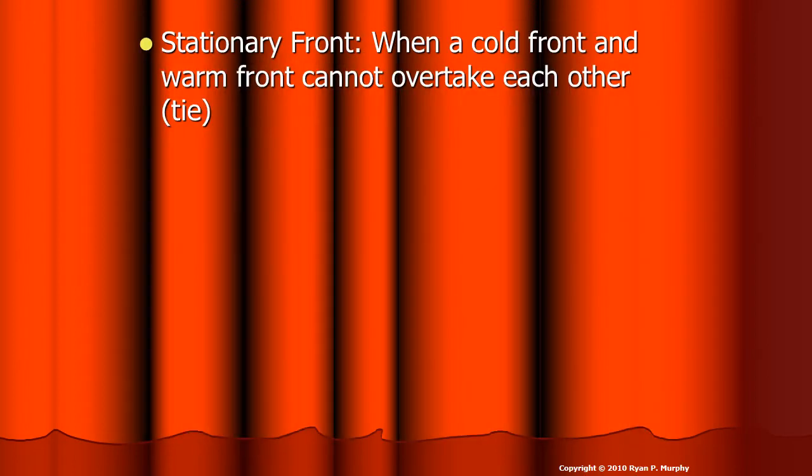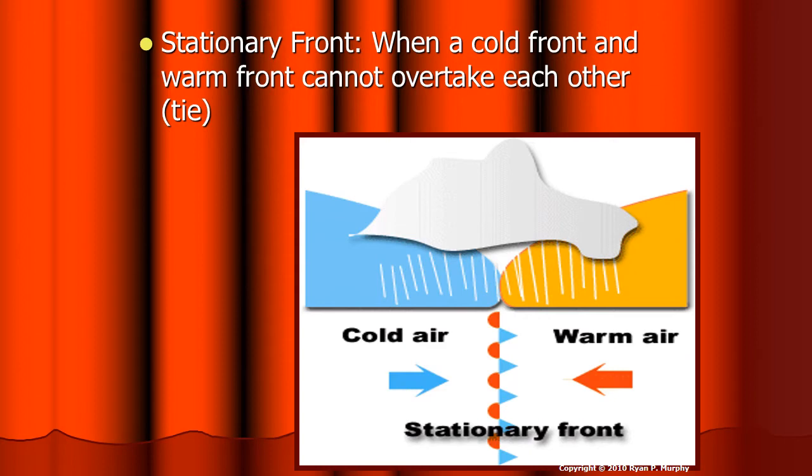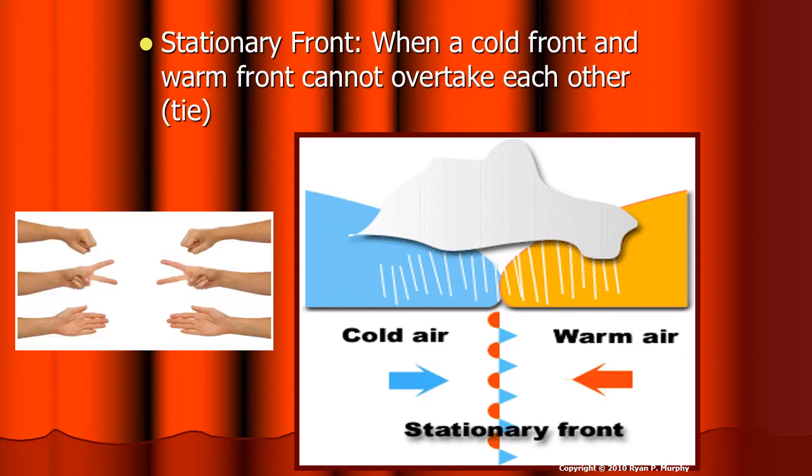All right, last one is a stationary front. This is when a cold front and a warm front cannot really overtake each other. This is basically a tie. Okay, so in these situations, what you get is that these 2 air masses kind of stop moving across the country and they just sit there.